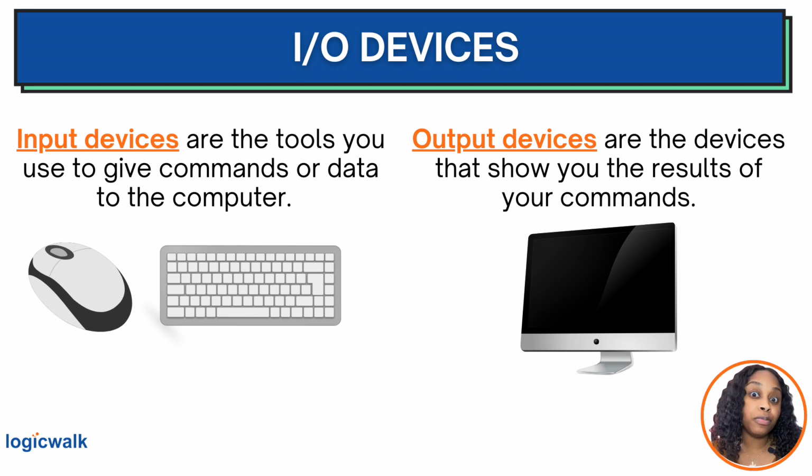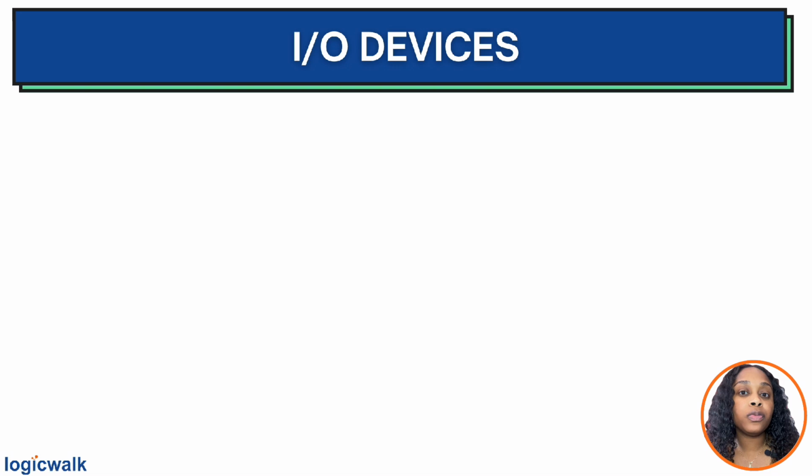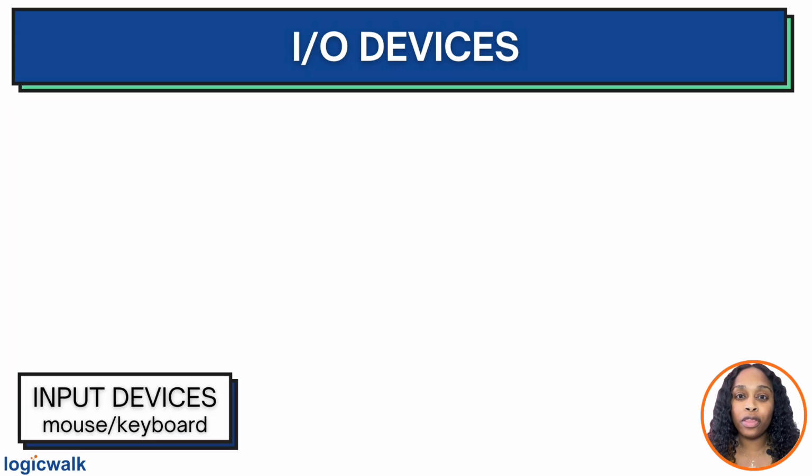Think about trying to use a computer without a keyboard or a phone with a broken touchscreen. It just wouldn't work. Some devices have the unique ability to both send and receive information. Let's break down our weather example to see how this works. First, we use our input devices to click on the web browser and type weather into the search bar.